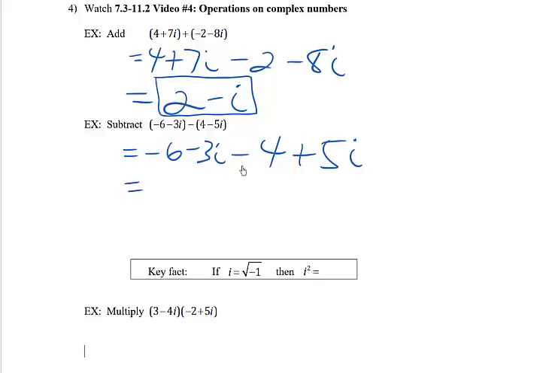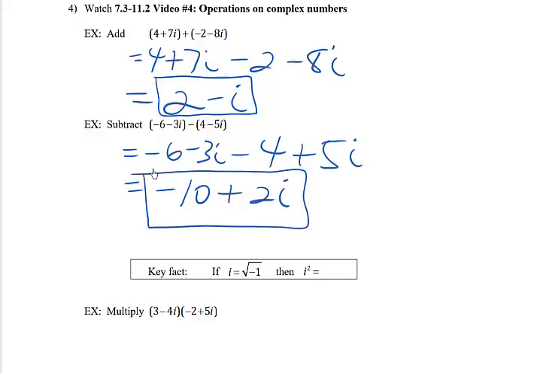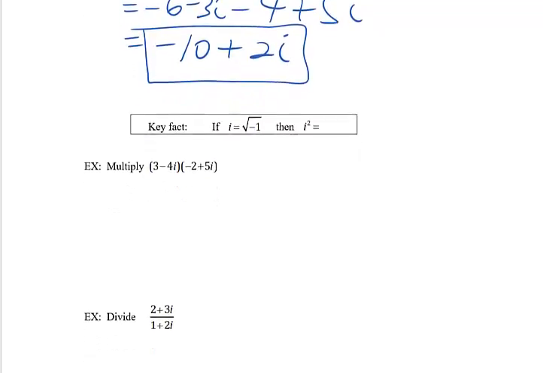I've got a negative 6 and a negative 4 for negative 10. I've got a negative 3i and a positive 5i, for positive 2i. Once again, my final answer is in the form a plus bi. So adding and subtracting complex numbers is very, very simple. Let's move on now to multiplication.